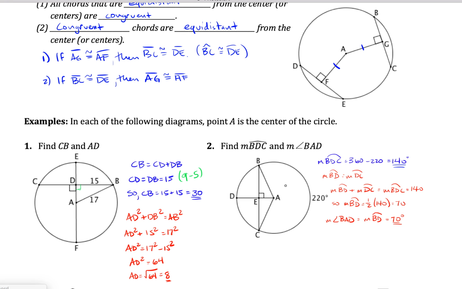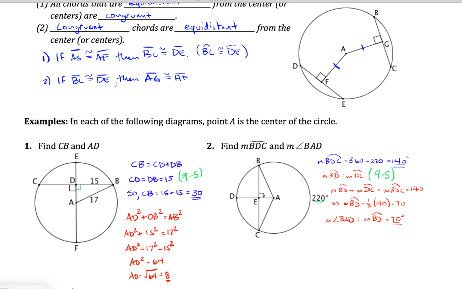Now in question number 2, we have a similar kind of picture here. It's actually pretty similar if you start comparing. And we have to find the measure of arc BDC and angle BAD. Well, first of all, we're given that this is 220 over here, and the full circle would of course be 360. So if I just take the 360 minus the 220, that will tell me that arc BDC has a measure of 140.